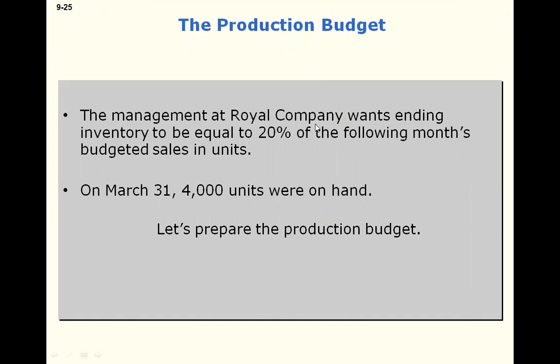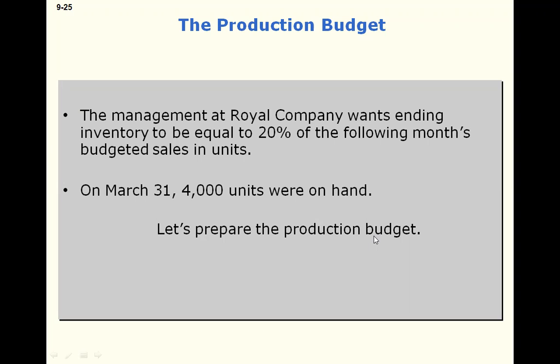The management at Royal Company wants ending inventory to be equal to 20% of the following month's budgeted sales in units. So that says ending inventory must be 20% of the next month's sale. They also give the information that on March 31, 4,000 units were on hand. So this is the very first period's beginning inventory. It is given, 4,000 units. Let's prepare the production budget.